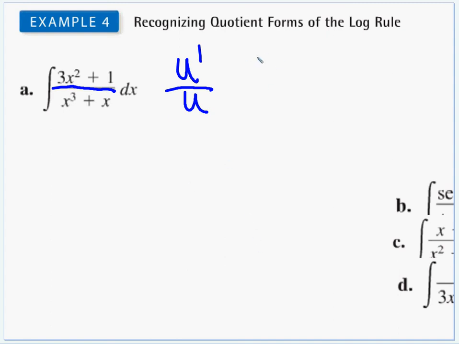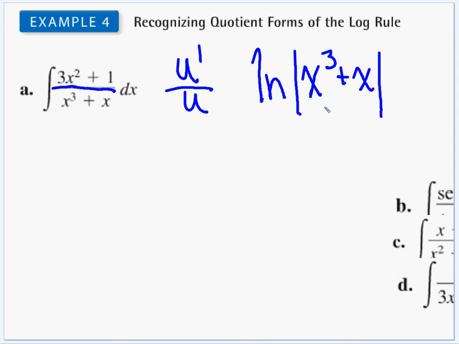The antiderivative will be the natural log of the absolute value of that denominator, x cubed plus x. And we got it in bars because it might be negative. We want to keep it positive. And we're going to add our plus c.